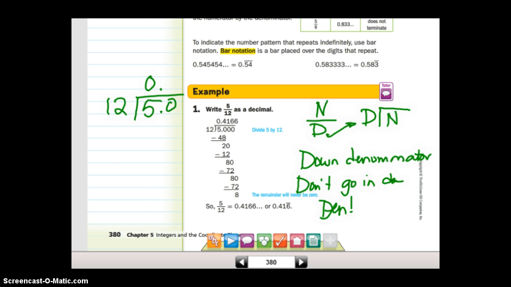If you look at the problem worked out, you'll notice that when we have a remainder of 8 and then add our first 0, that 12 times 6 is 72, and the 8 appears again. And then the 8 appears again. So at this point, we know that 0.416666 is going to repeat. We're going to put the bar notation over the 6 only. Be very careful. The bar notation only goes over the part that repeats.